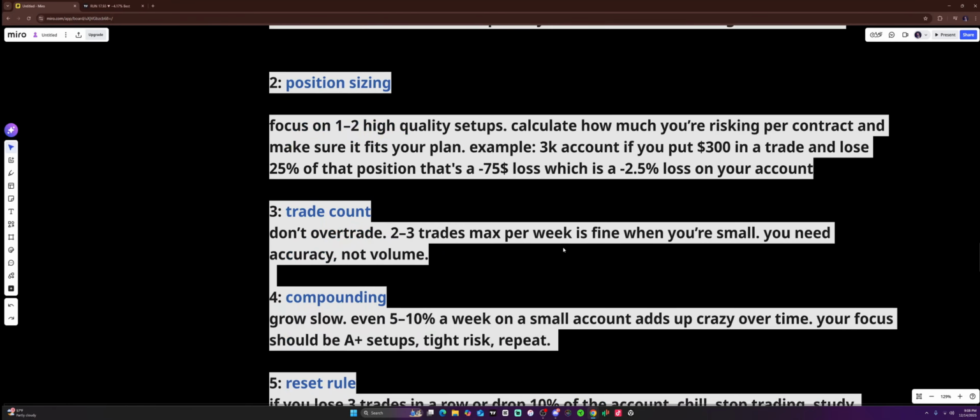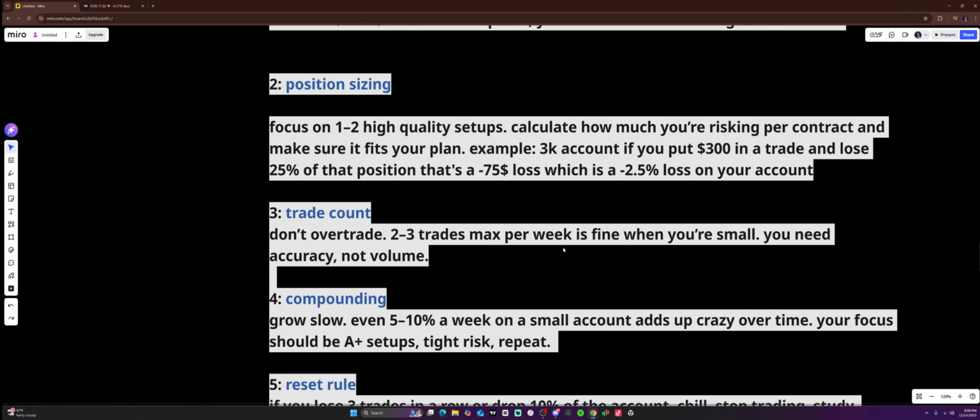Number 3, we're going to go over trade count. Do not overtrade. It's that simple, bro. Don't overtrade. 2 to 3 trades max per week. If you're a swing trader, if you're a day trader, you can trade more, right? That's simple. But you do not need a lot of trades when you have a small account.